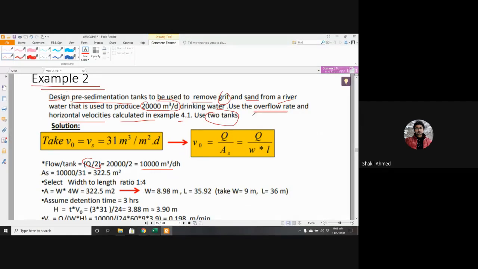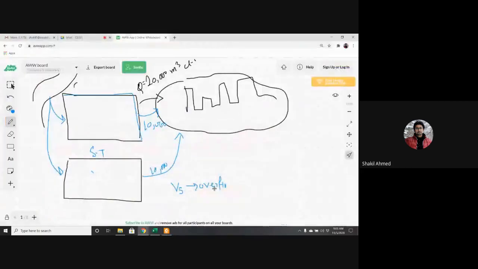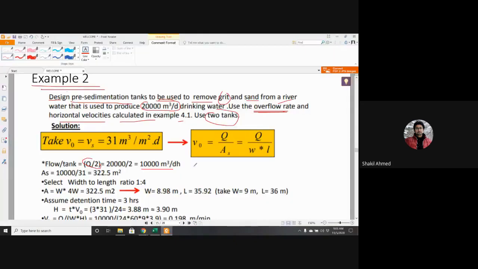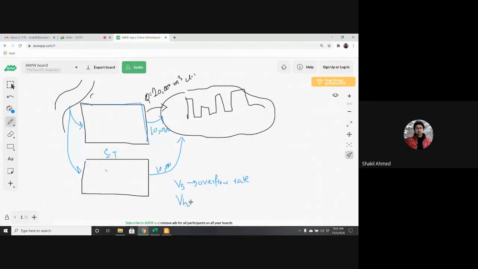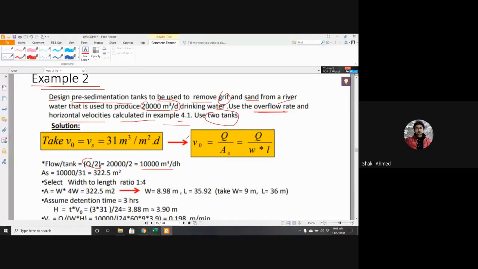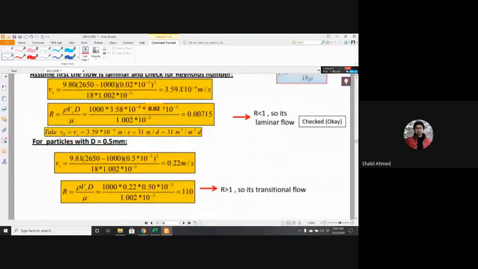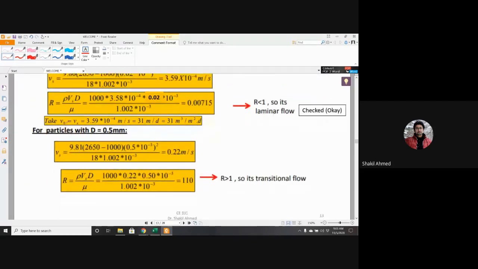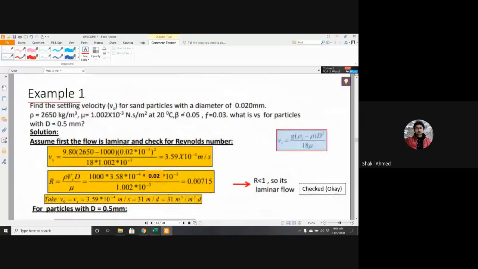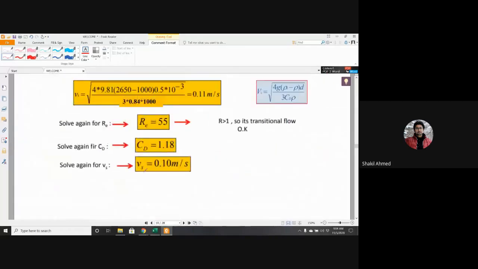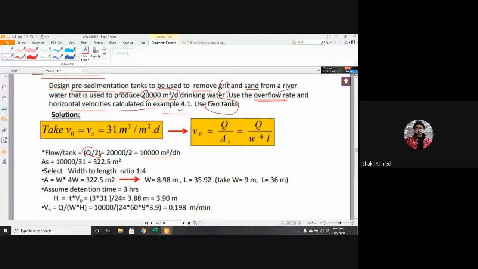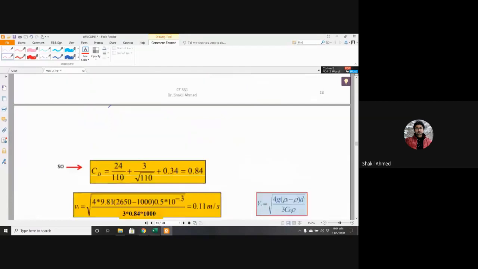Basically, overflow rate. Okay. And horizontal velocity is calculated in the example. Horizontal velocity is also given. What is horizontal velocity? Velocity is calculated in example 4.1. What is that? First of all, what is the horizontal velocity? We calculate this. Horizontal velocities. What is the horizontal velocity?